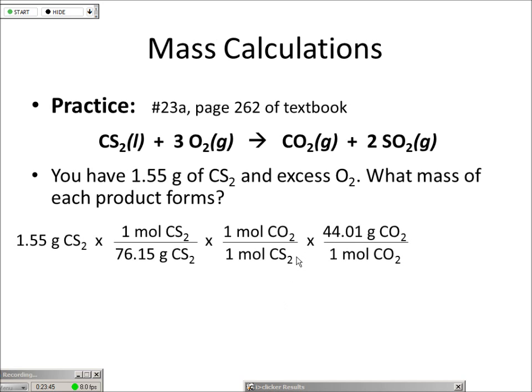And then that leaves us, like at this point, we've canceled grams, we've canceled moles CS2, and we just have moles of CO2 left. At this point, because the question asked us for grams of CO2, it asked us for mass, we're going to have to multiply it by the molecular mass of CO2.